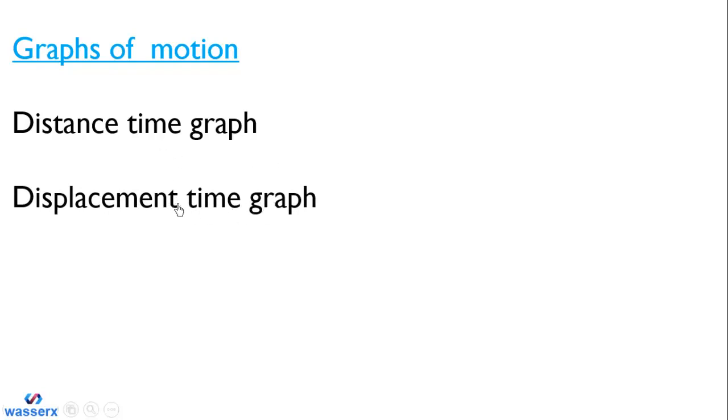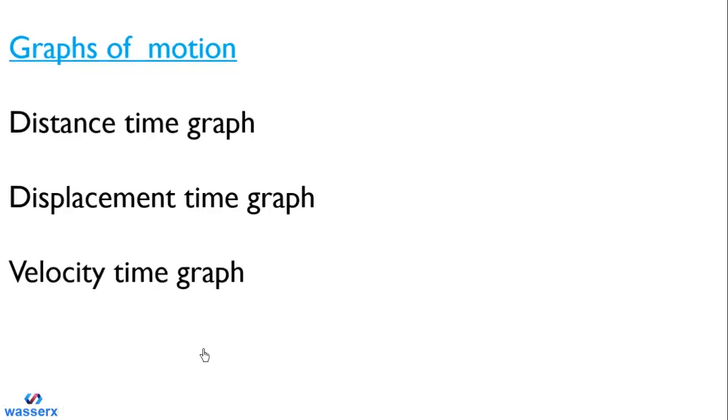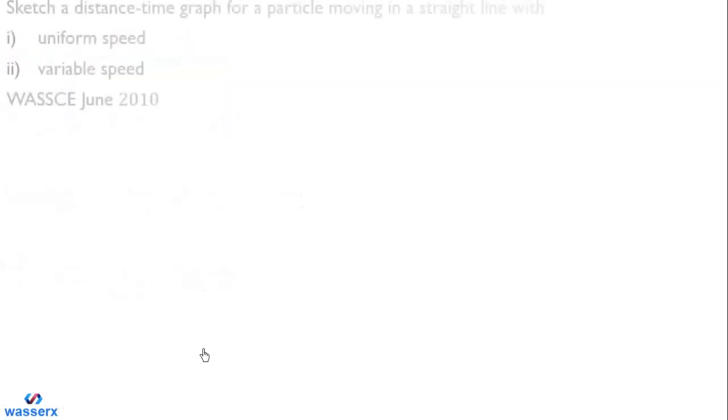Then for that one, we are measuring displacement against time, and that will give you velocity. The slope of that graph will give us the velocity. Then the velocity time graph, the slope will give us the acceleration. Now let's look at how we can do that with some WASSCE examples.